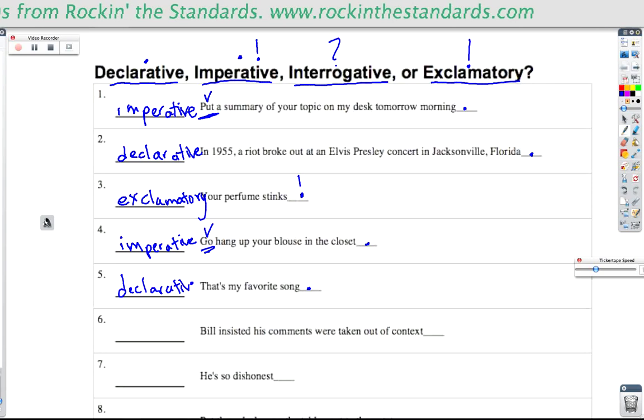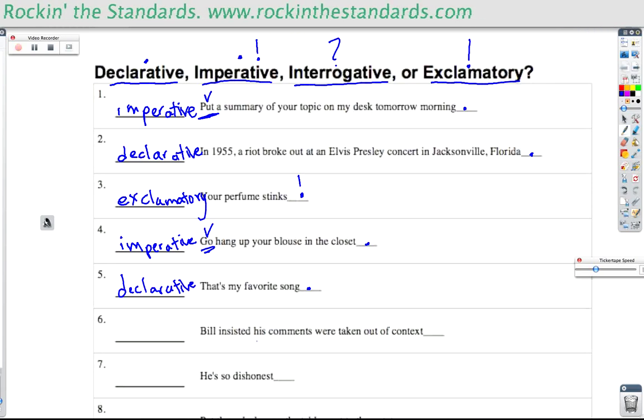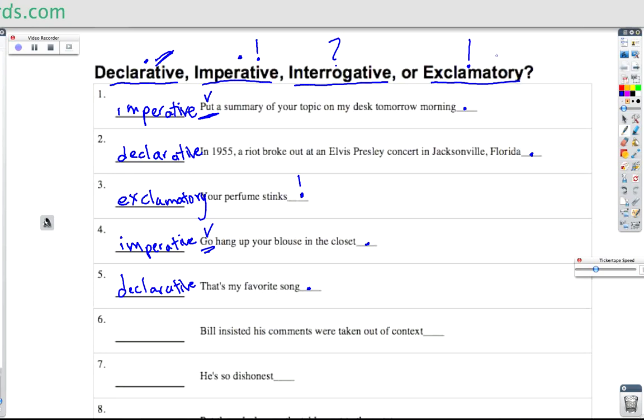And then it says, Bill insisted his comments were taken out of context. Now this is a statement, but it does sound like it's something that someone is a little bit more upset about. Between these two here, the declarative and the exclamatory, we can have some confusion because you don't really know how this sentence is being said.